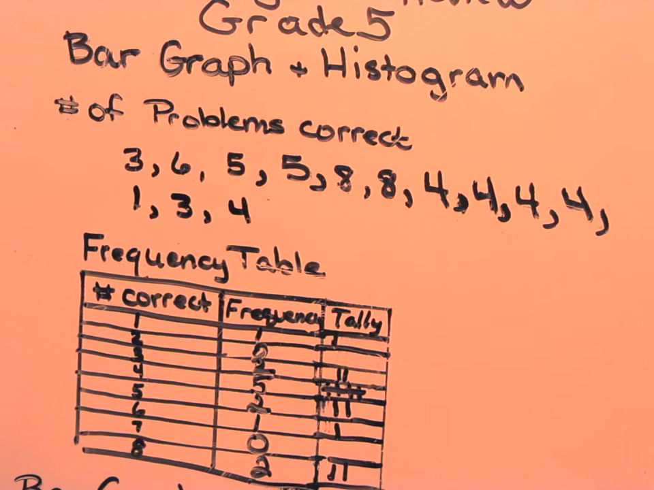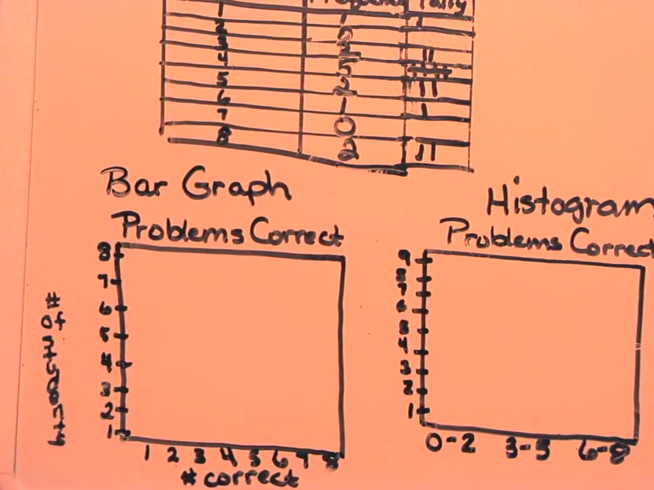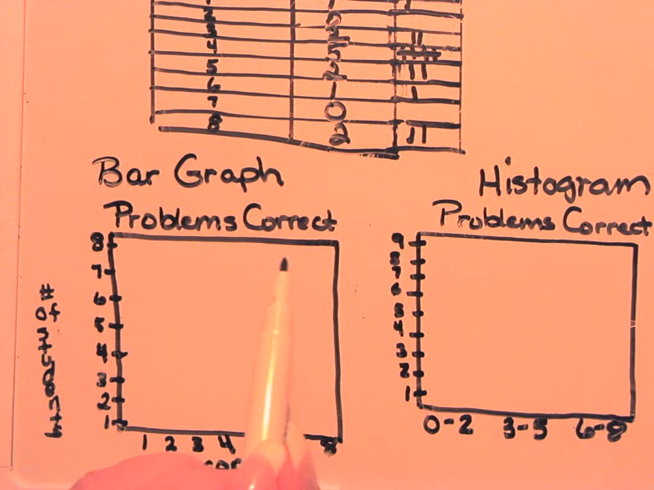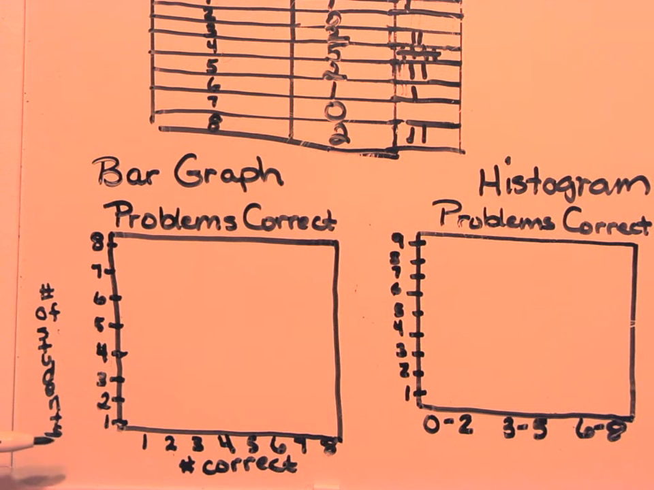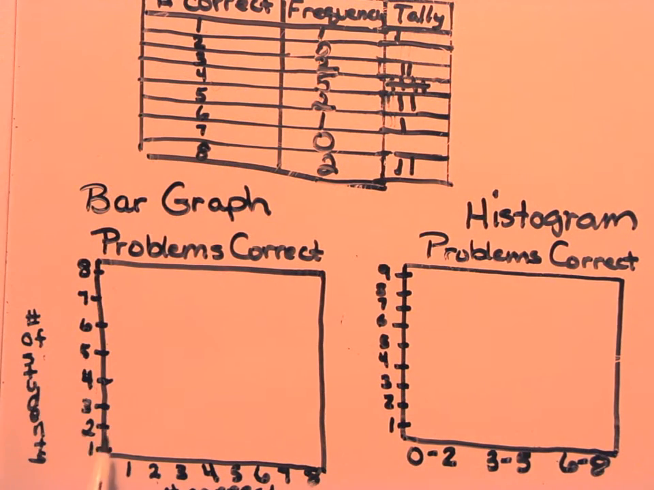You have the tally marks, you have the frequency that something happens, and then the actual choices of the number correct. So when we go to put that into a bar graph, if you look down here, we have a bar graph, and I've already set up part of it. Problems correct, number of students. This is number correct. So the number correct's on the bottom. So I start with 1. I have 1 person who has 1 correct.